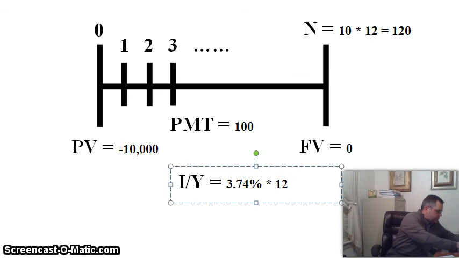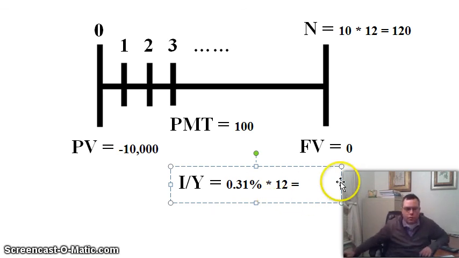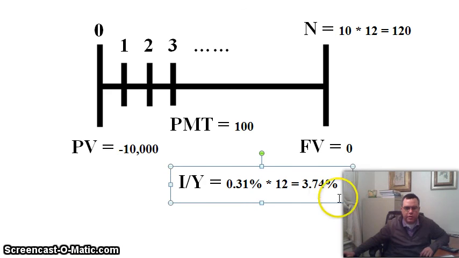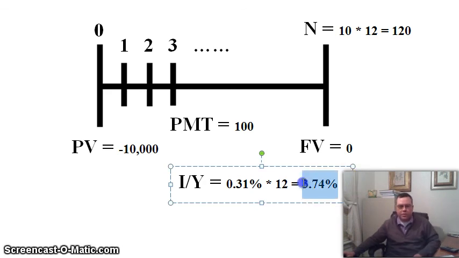But we need to multiply that by 12. We usually don't state interest rates in terms of months. We state them in terms of years. Oh, I'm sorry. I got 0.31%. Sorry, making a lot of mistakes here. 0.31%, which when multiplied by 12 is 3.74%. That's what I meant to write there. Sorry, having a little Microsoft Word issue here. 3.74% is our final answer.